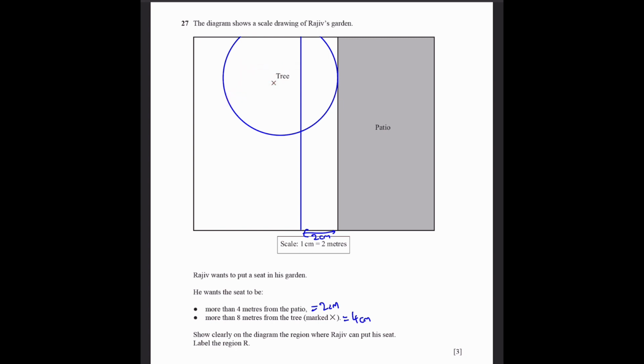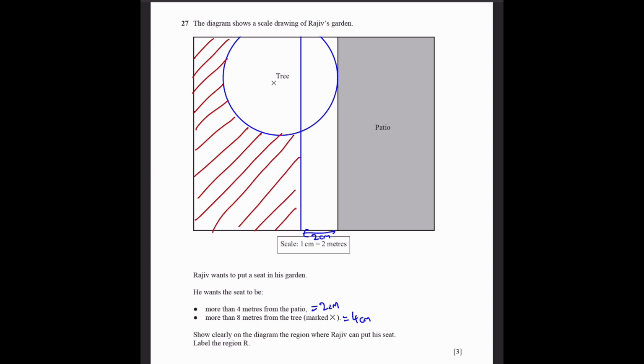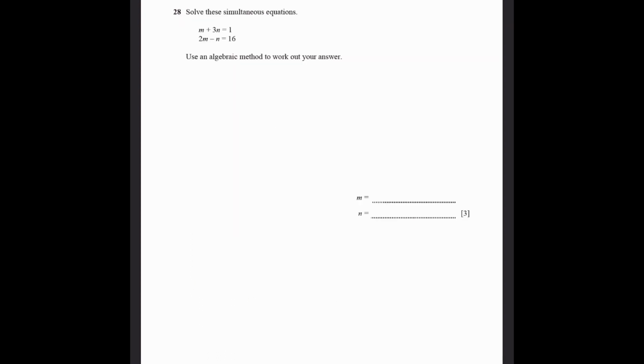And now we need to make sure that it is more than 4 meters from the patio, more than 8 meters from the tree. That means it cannot be inside the regions which I have drawn, the circle and the rectangle. So it has to be outside, which means it has to be this region over here, which I shall simply shade in a red color, like so. Just like that. And I label this as R. That's the answer.